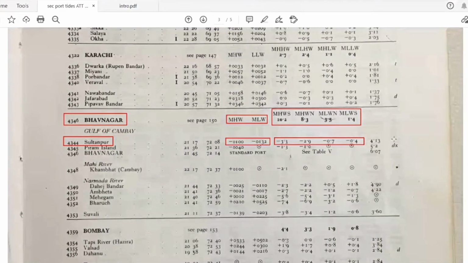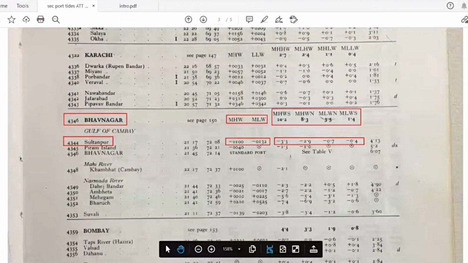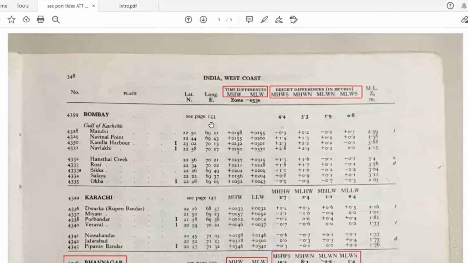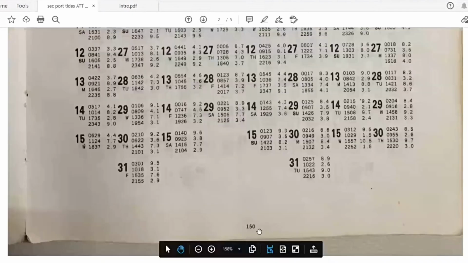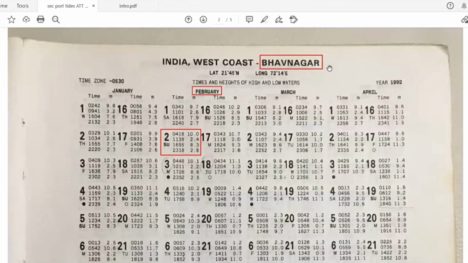Now what is the first thing we have to do? We have to get the daily data for the standard port. Then only we can apply time and height correction. So we will get the data for 2nd February 1992. For Bhavnagar, they have said you can go to page 150. So go to page 150, Bhavnagar. So this is at page number 150, volume 2 only. So this will become our standard port.